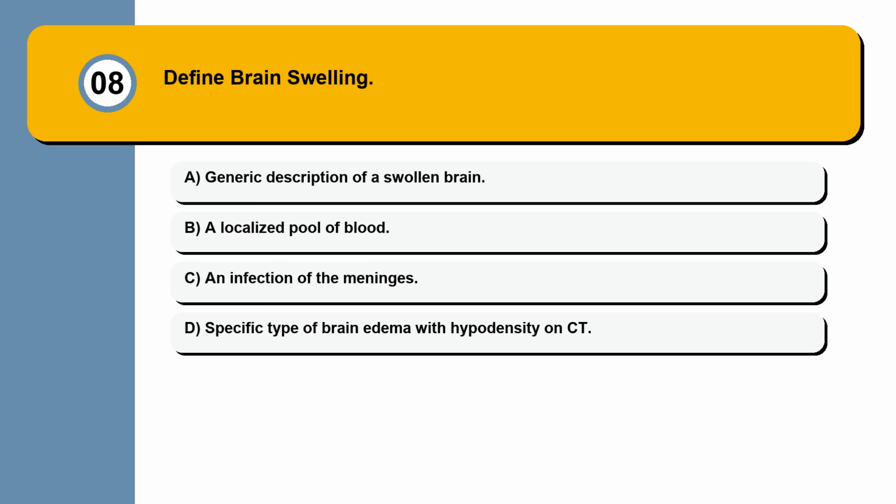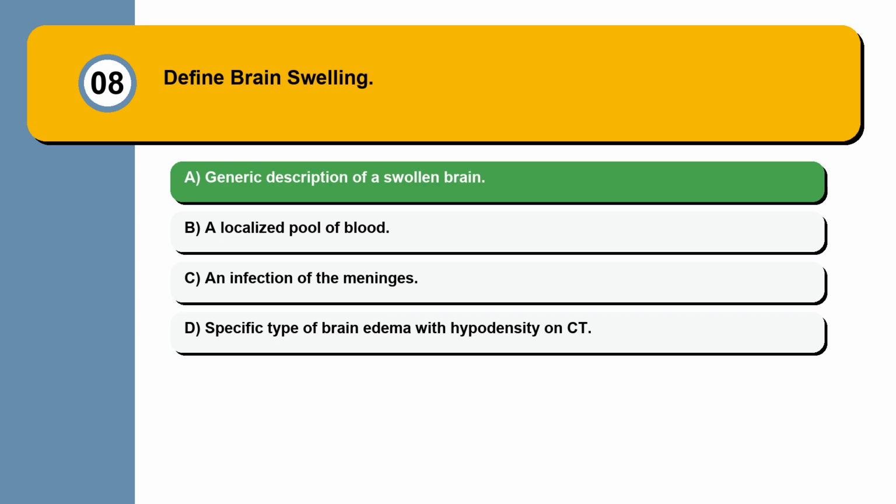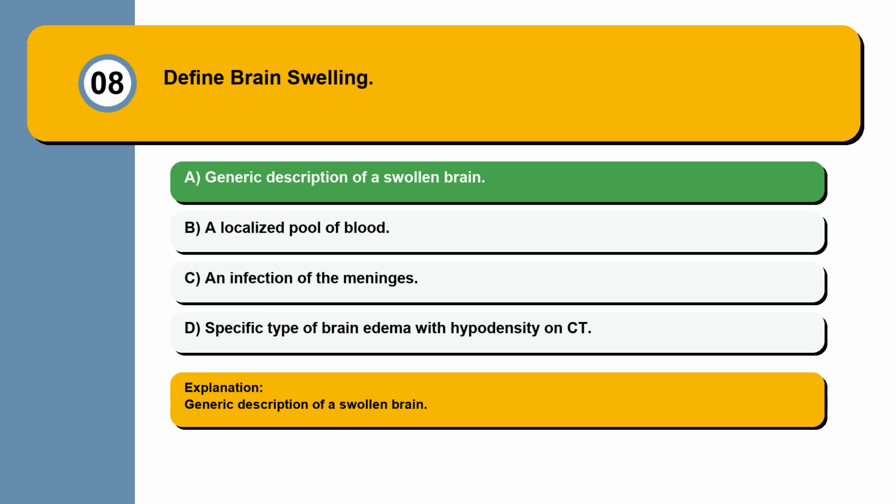Question 8. Define brain swelling. Generic description of a swollen brain. A localized pool of blood. An infection of the meninges. Specific type of brain edema with hypodensity on CT. Generic description of a swollen brain.